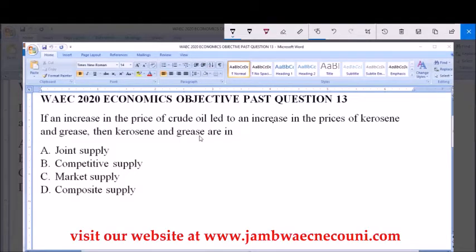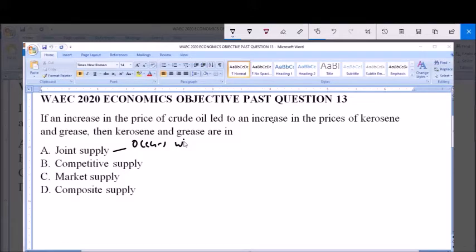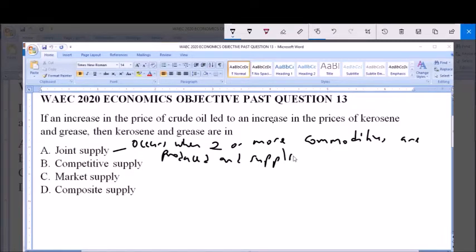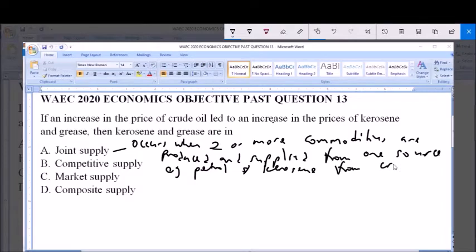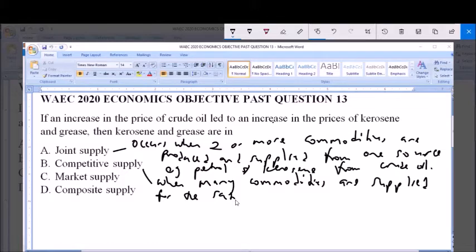Now, option A, which is joint supply, occurs when two or more commodities are produced and supplied from one source or raw material. So for example, you have petrol and kerosene from crude oil. So this is where you see joint supply. Now, option B is competitive supply, and it refers to when many commodities are supplied for the satisfaction of a particular want.